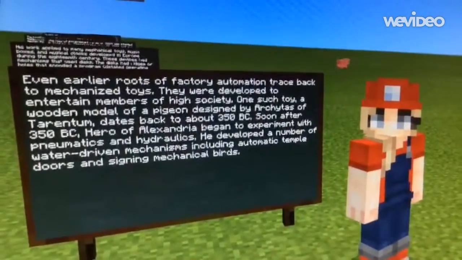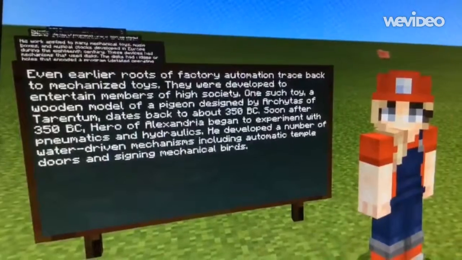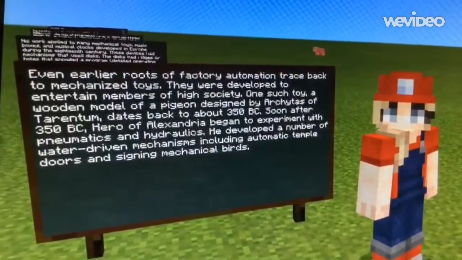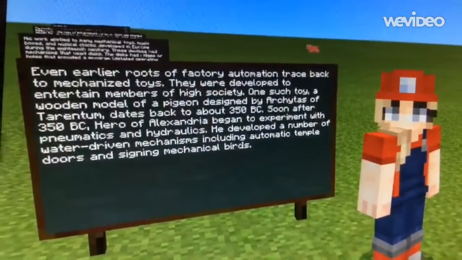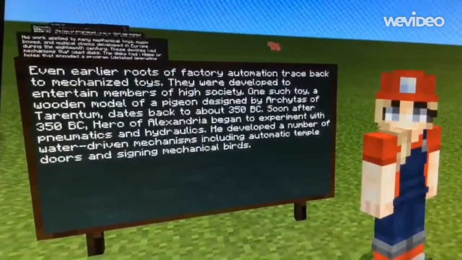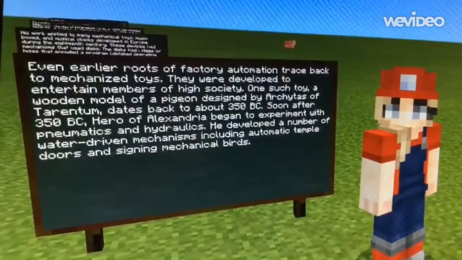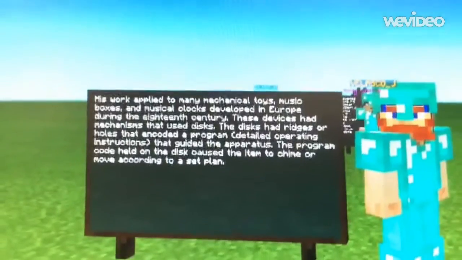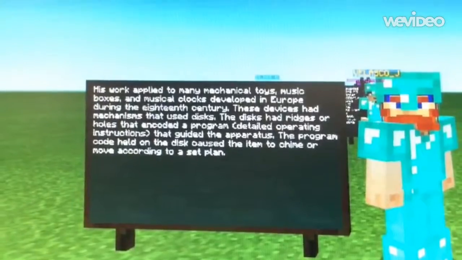Even earlier roots of factory automation trace back to mechanized toys. They were developed to entertain members of high society. One such toy, a wooden model of a pigeon, designed by architects of Tarentum, dates back to about 350 BC. Soon after 350 BC, Hero of Alexandria began to experiment with pneumatics and hydraulics. He developed a number of water-driven mechanisms, including automatic temple doors and singing mechanical birds. His work applied to many machines, toys, music boxes, and musical clocks developed in Europe.